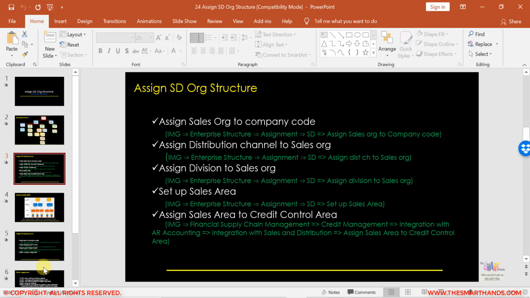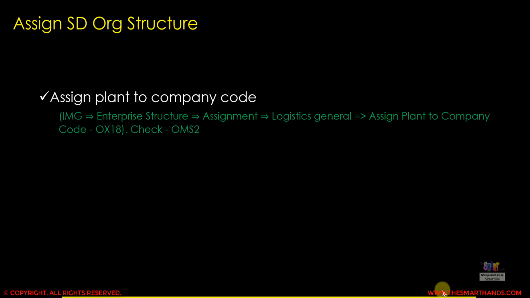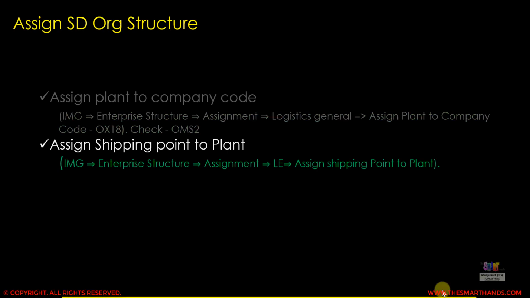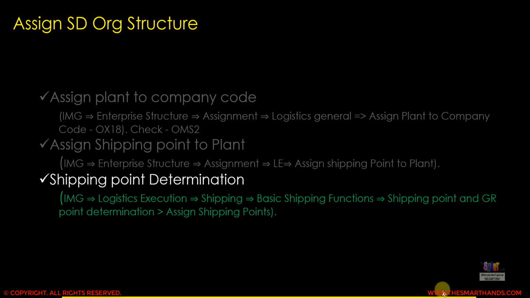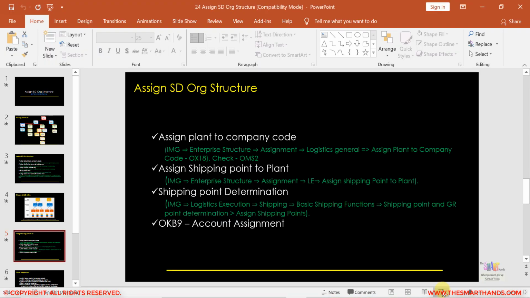After this assignment, we need to go to some other assignments. Basically, we need to assign the plant to company code, assign the shipping point to plant, and also check the shipping point determination and OBKB9 account assignment. Let me show you this one.